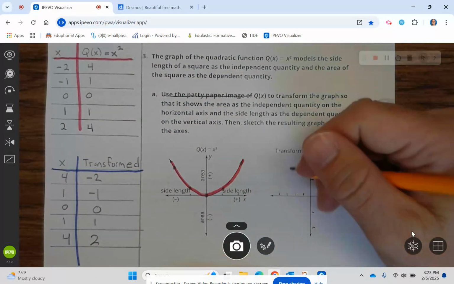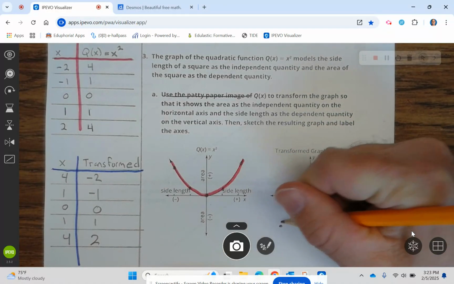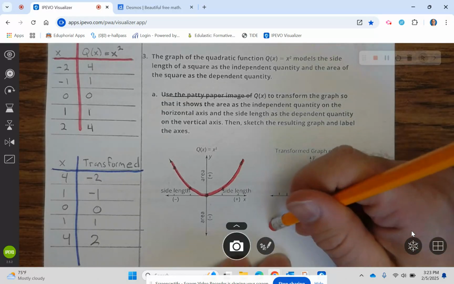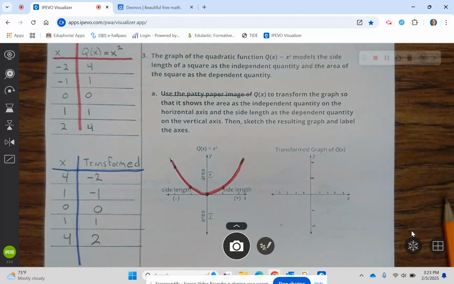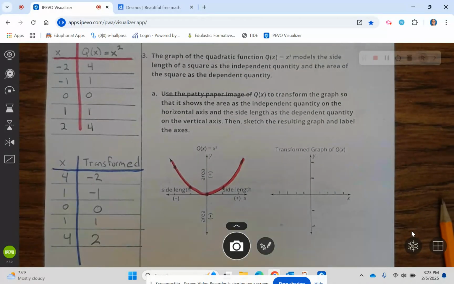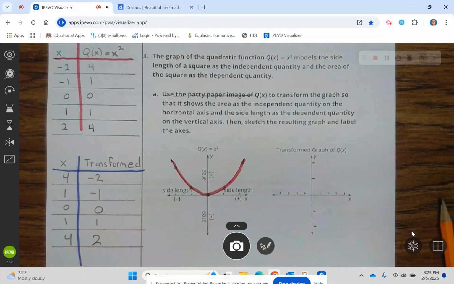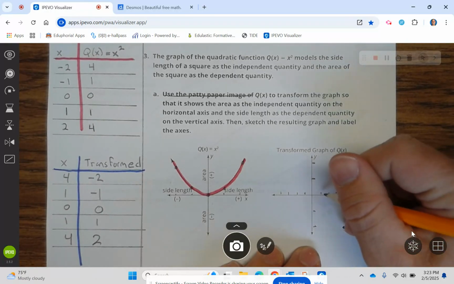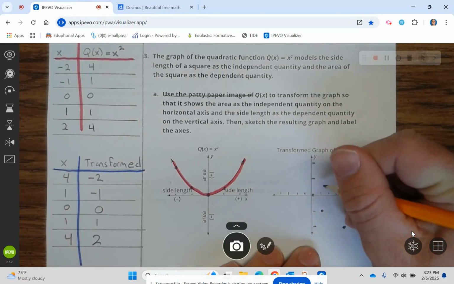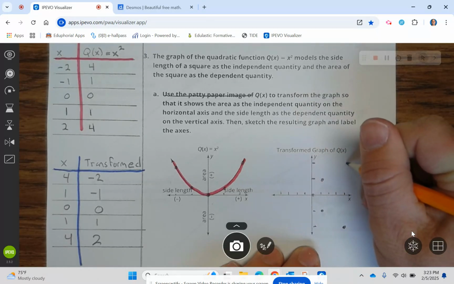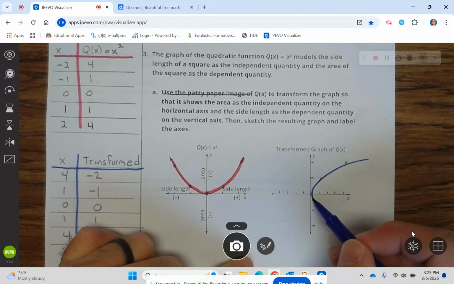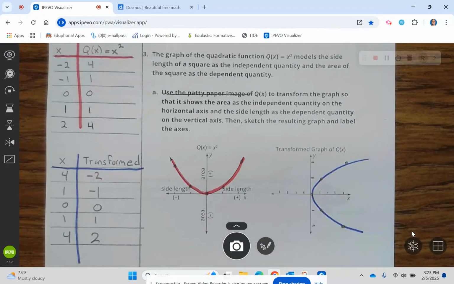Okay, so 4, -2. Oh, almost made a mistake. So 4, -2. 1, -1. 0, 0. 1, 1. 4, 2. All right, go ahead and finish up the table and graph.